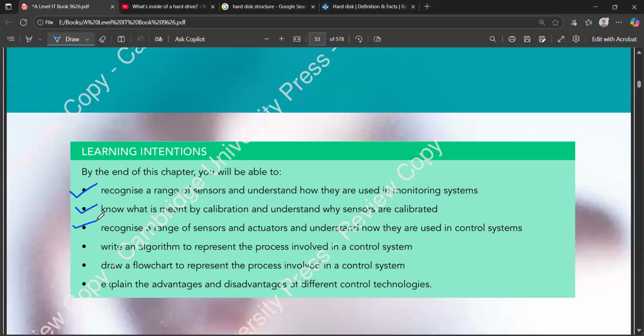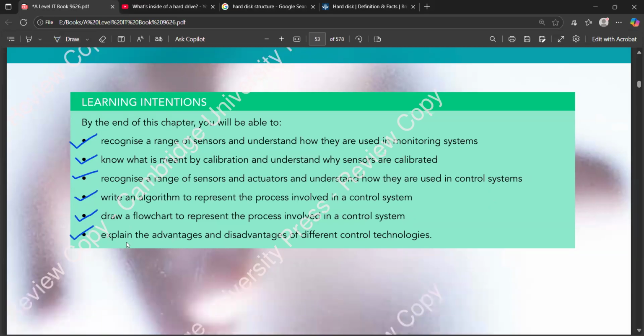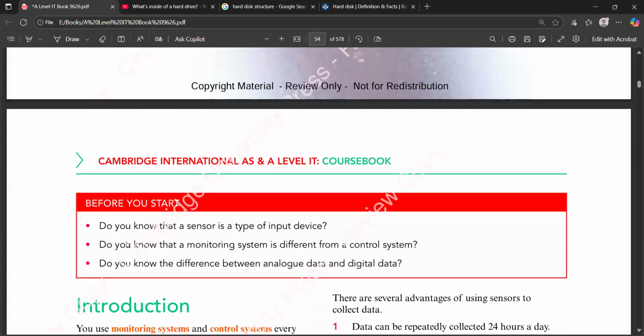We will discuss here how to recognize a range of sensors and actuators in the control system. We need to discuss how to write an algorithm to represent the process. We need to discuss the flow chart. We need to discuss the advantages and disadvantages of different control technologies.